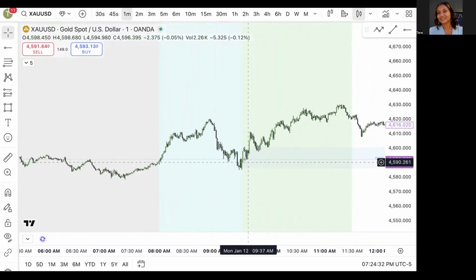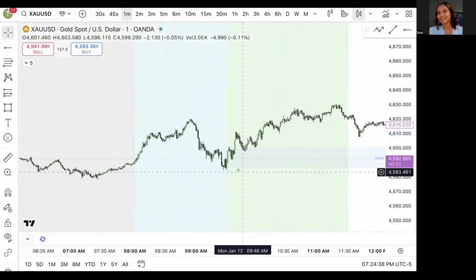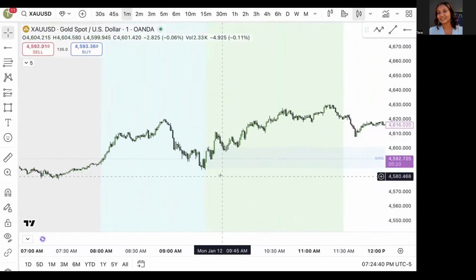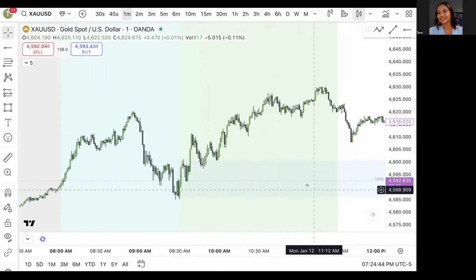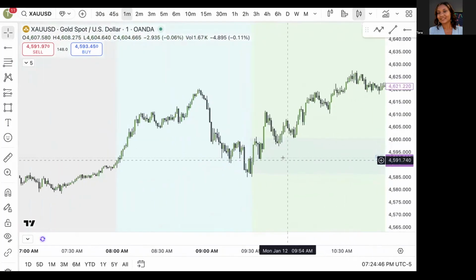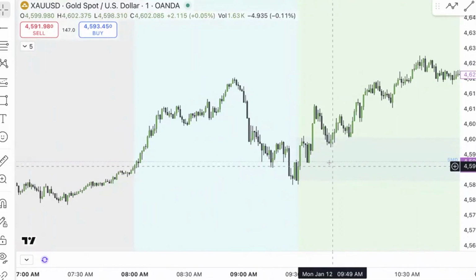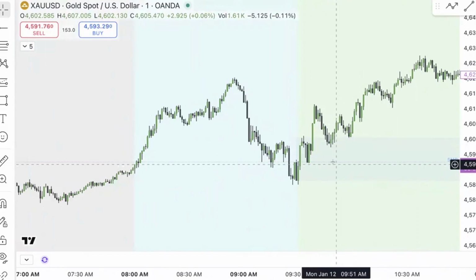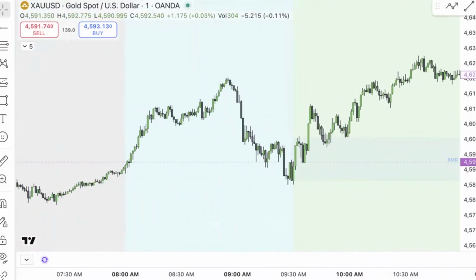And so we want price to make a U shape or a V shape and tap back in. And we can see that that tap back in occurred right around 9:45 or so. And we're looking for an engulfing candle or a 3-bar reversal. And we have an engulfing candle here at 9:49. We've also got a hammer to the upside. So those are pretty good indications that price may continue upward.